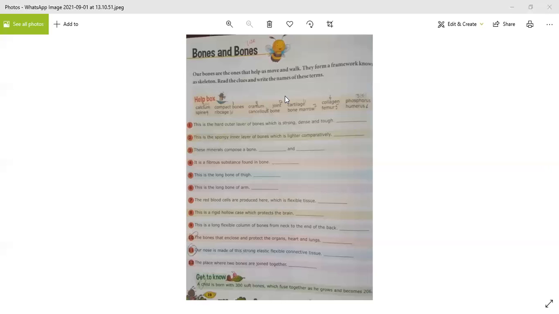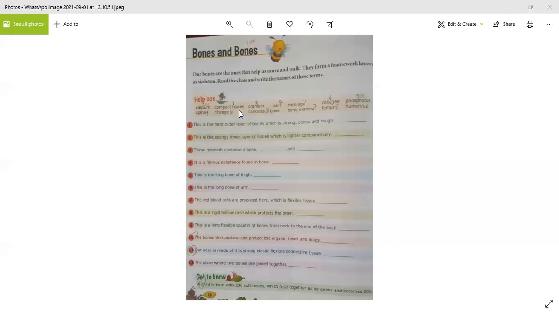So the very first question that is given in this chapter is the hard outer layer of bone. See, the bone has a very hard outer layer, and this layer is very strong, very dense, and very tough. So this layer is known as what? What is the name of that layer? That layer of the bone is known as compact bone. But you have to learn the spellings also side by side. It doesn't mean that options will be given and there is no need to learn the spellings. You have to learn the spellings. You have to do written practice also.